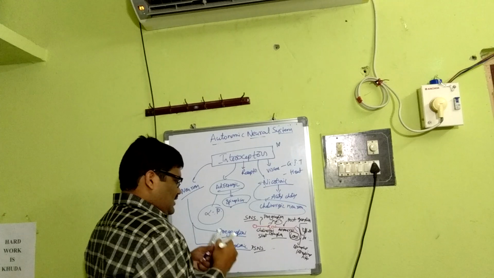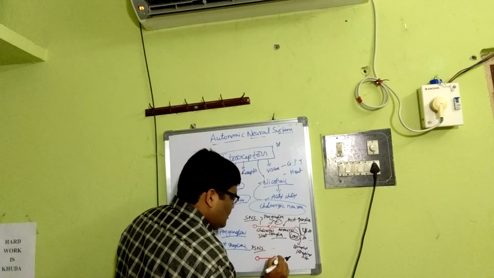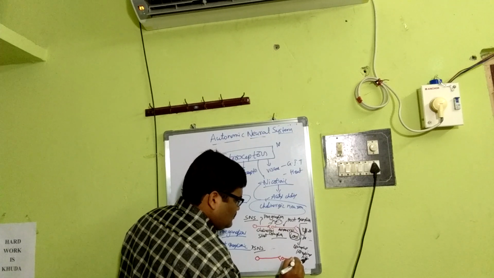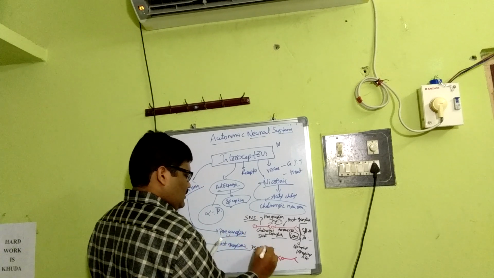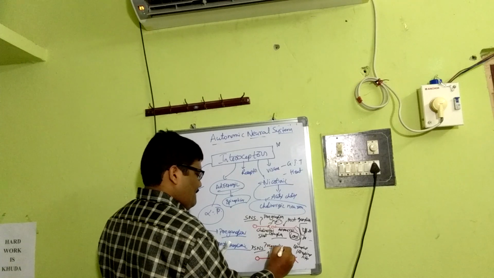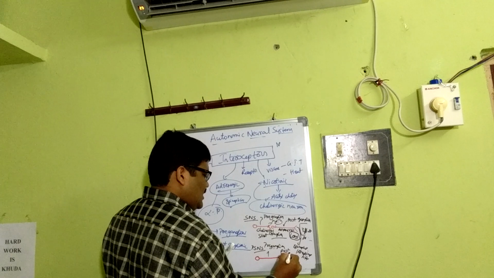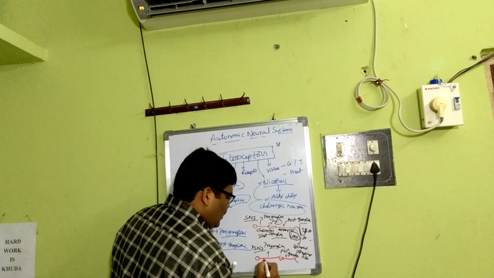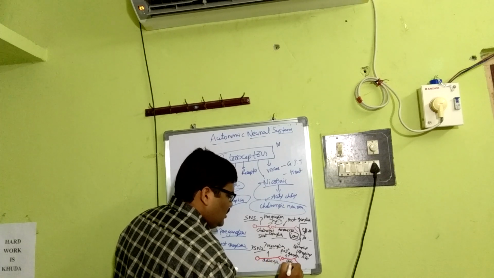The same applies here, but it is a bit different. The preganglion is longer than the postganglion. This is the preganglion, and this is the postganglion. The thing is, here it is cholinergic, and this is also cholinergic.